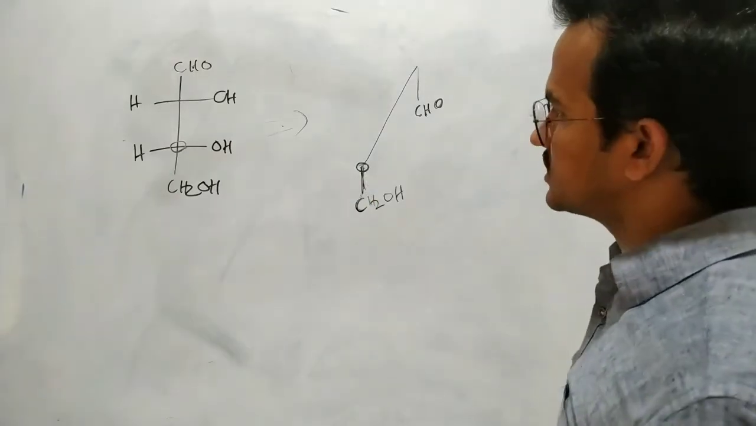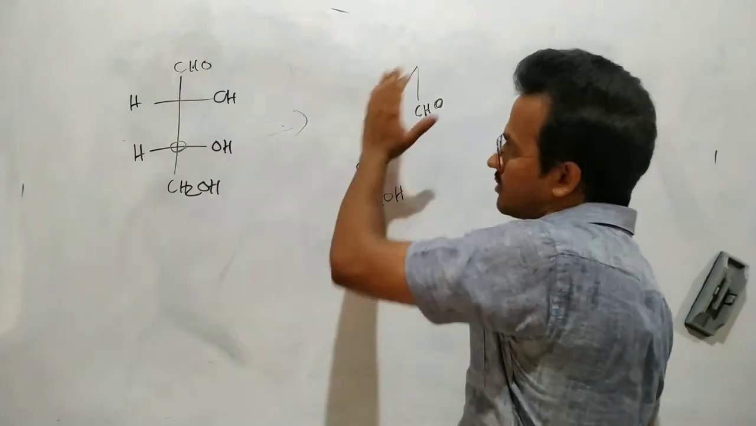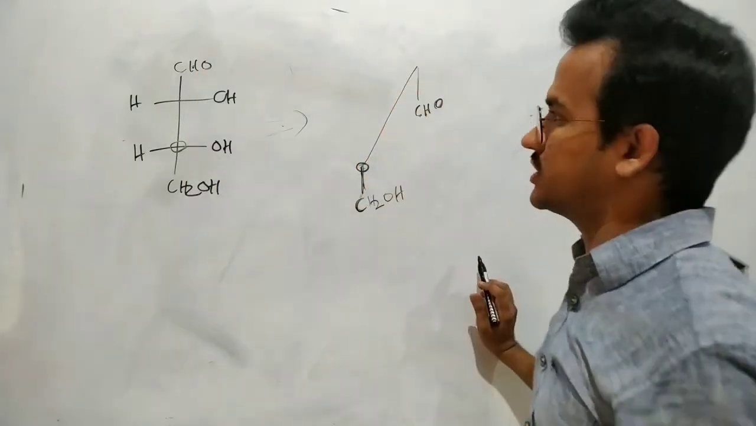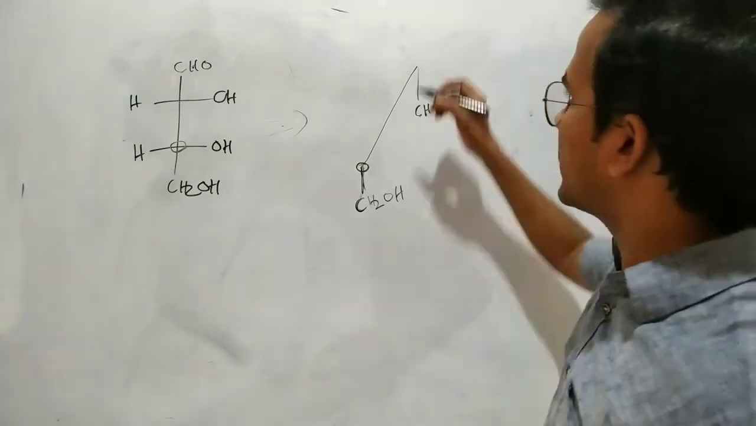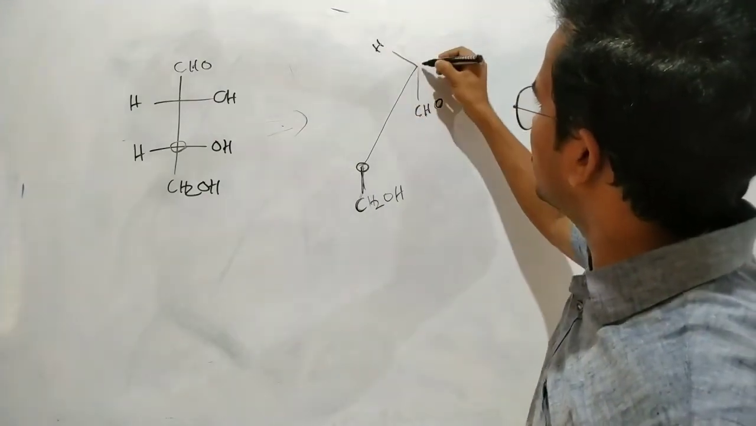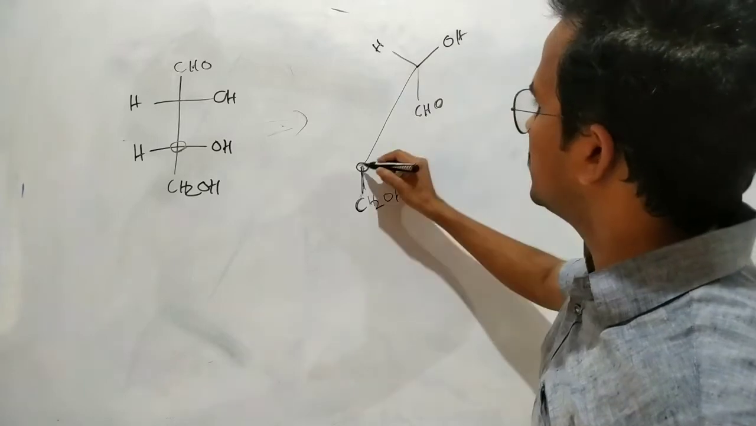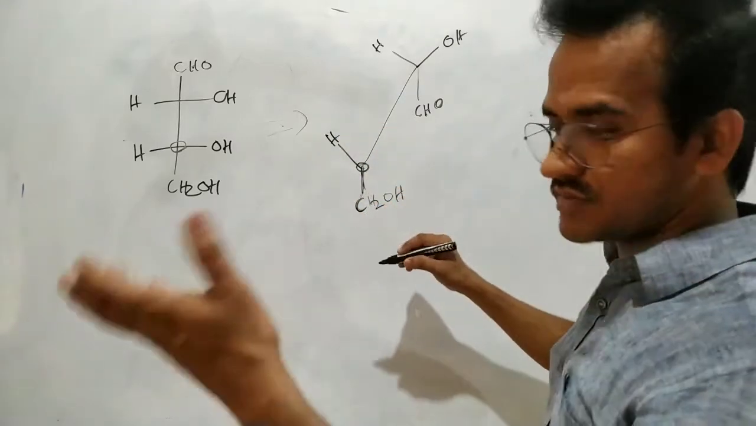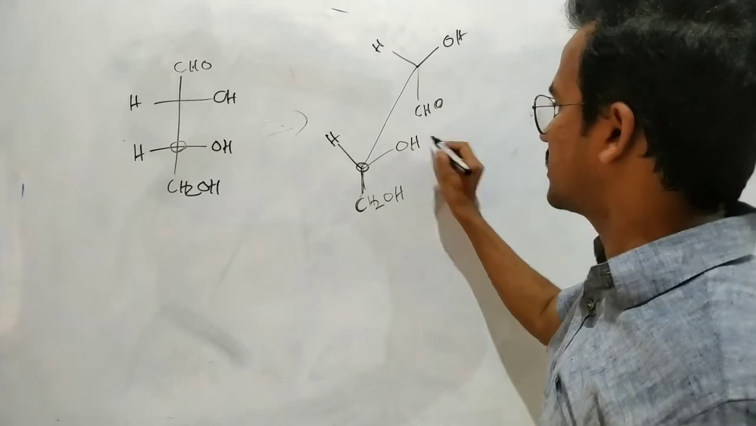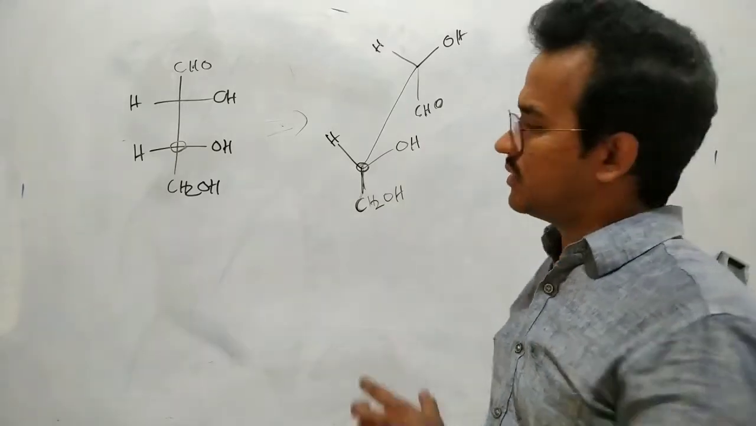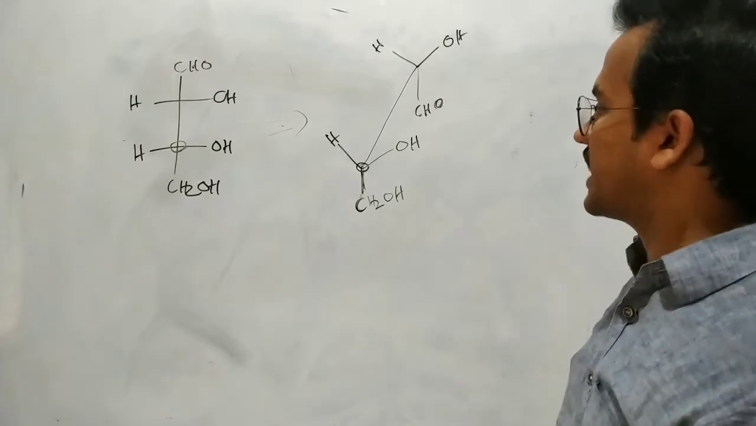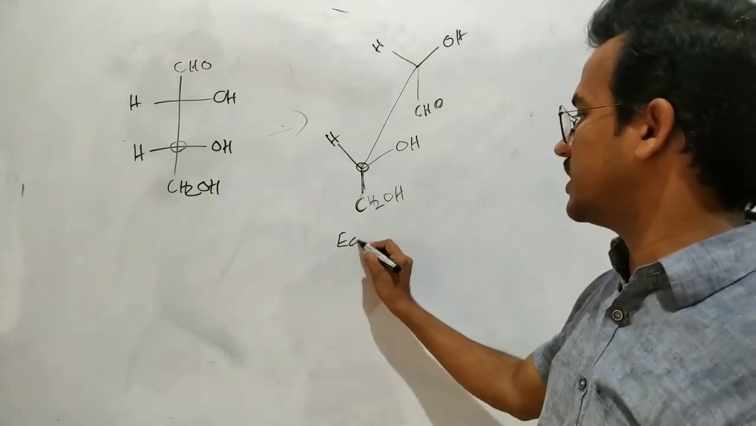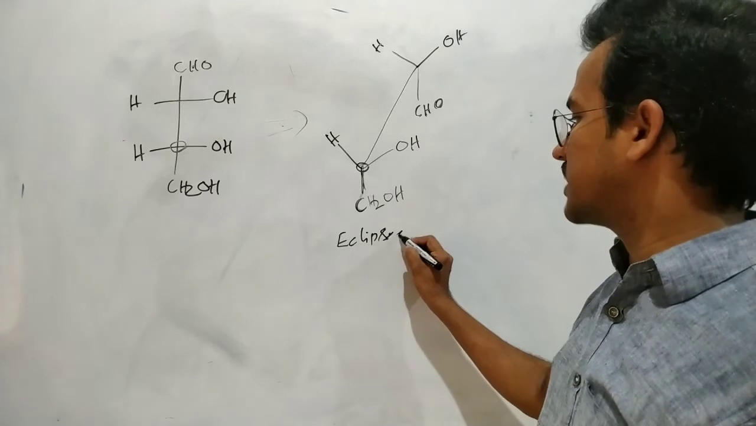So the groups on the vertical line must be written in a downward direction. Here CHO, here CH2OH. And as usual we write the hydrogen on the left side and OH on the right side. Here hydrogen on the left side, here OH on the right side. It is the exact Sawhorse projection formula. Actually it is the eclipsed conformation.